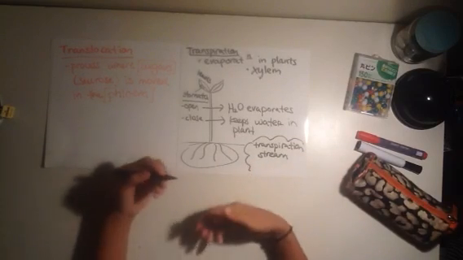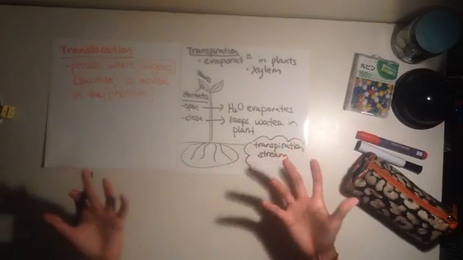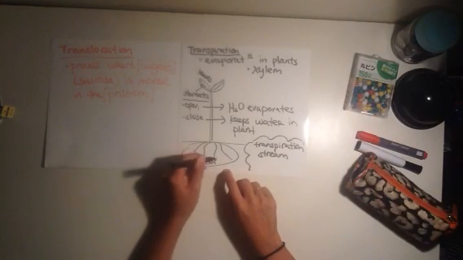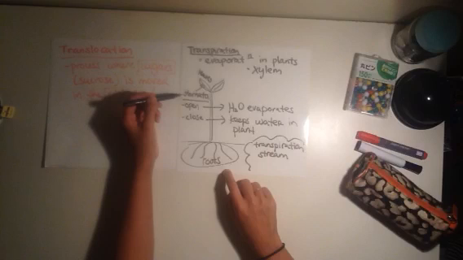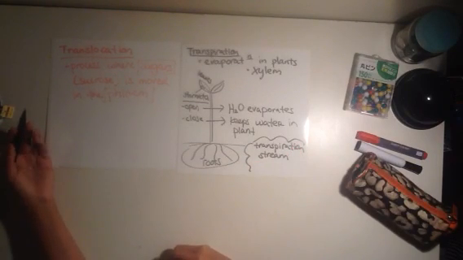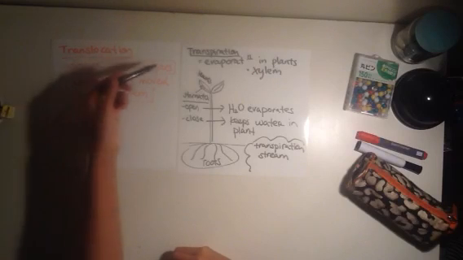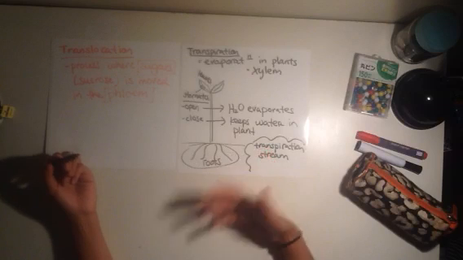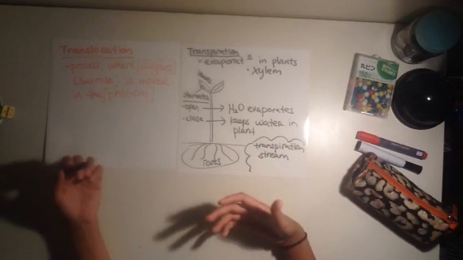So it's just the constant gaining and losing of water, again gaining through the roots, and loss of water through the stomata via evaporation. So that's it. Translocation, again transporting sugars in the phloem. Transpiration, it's just a fancy word for evaporation in plants.